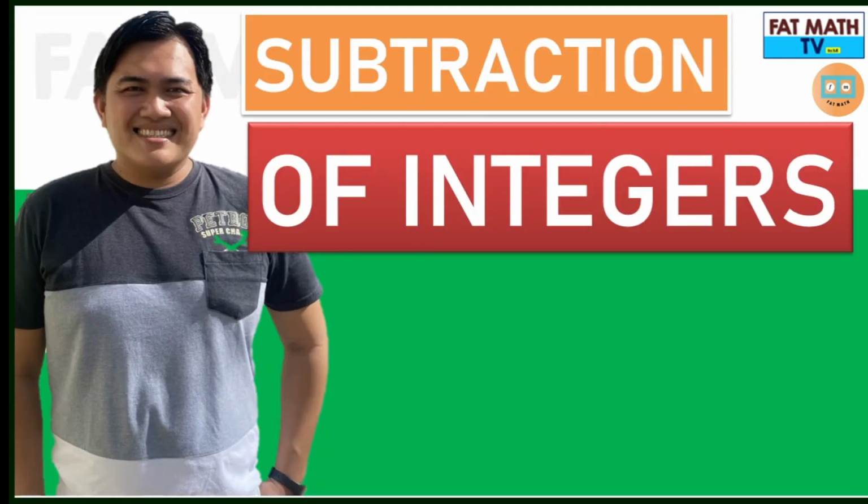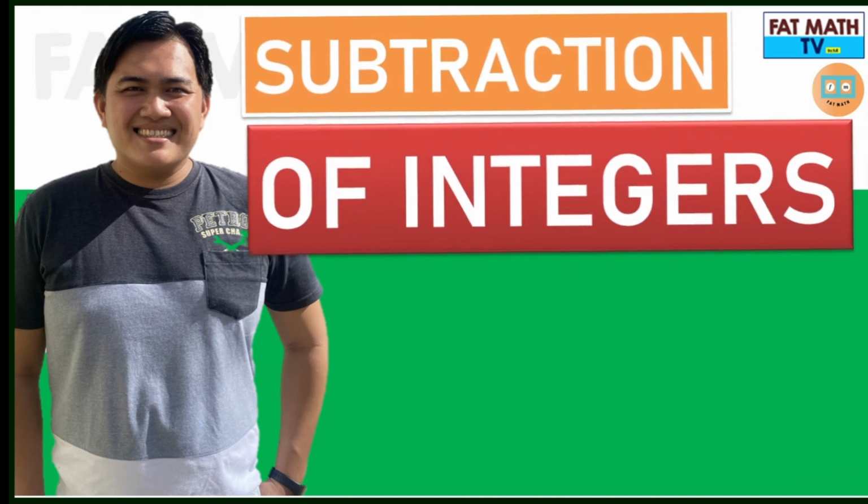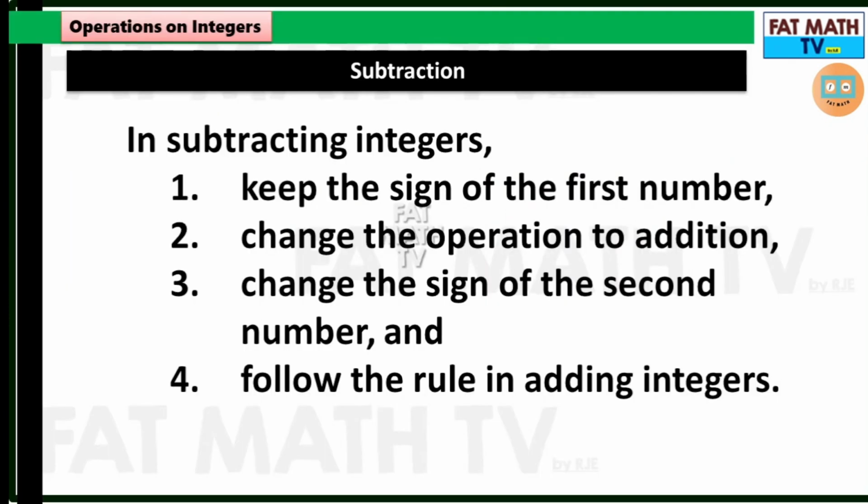Let us have subtraction of integers. In subtracting integers, keep the sign of the first number, change the operation to addition, change the sign of the second number, and follow the rule in adding integers. Okay, because subtracting an integer is just the same as adding its additive inverse. So you have to follow these 4 steps.